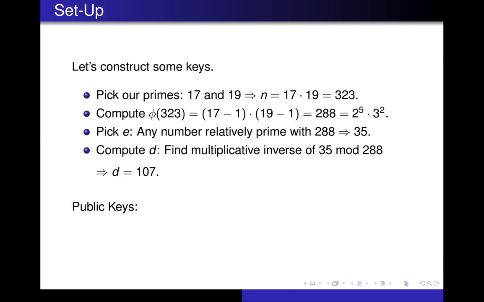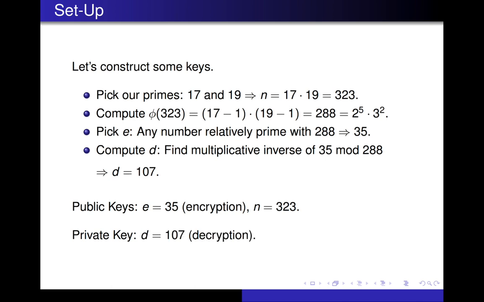So our public keys are going to be E, which is 35, and N, which is 323. That's for the world to see so that anybody can encrypt. And our private key that we're only going to share with ourselves, and I guess I'm sharing it with you in this video, is D equals 107, which we're going to use for decryption.